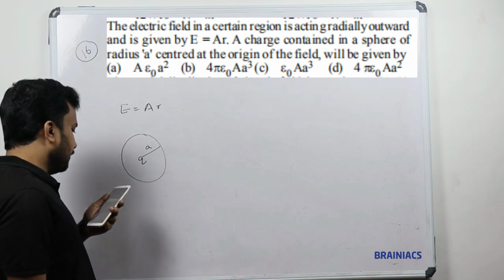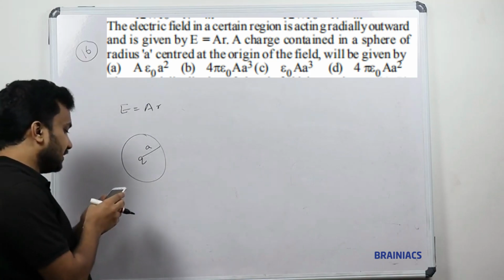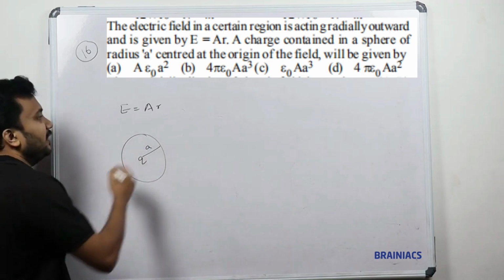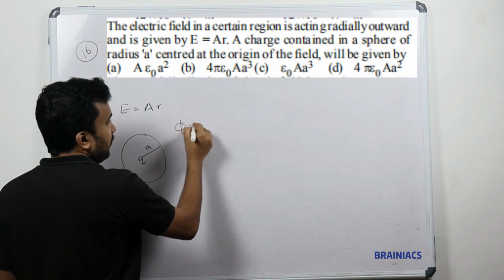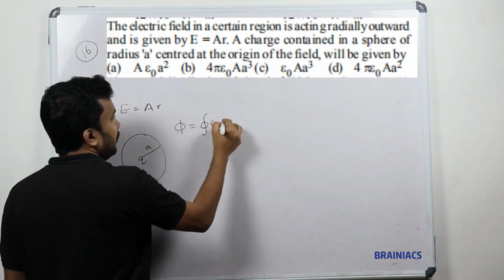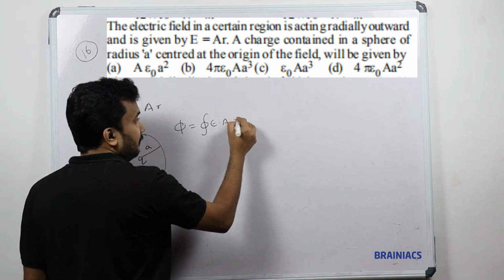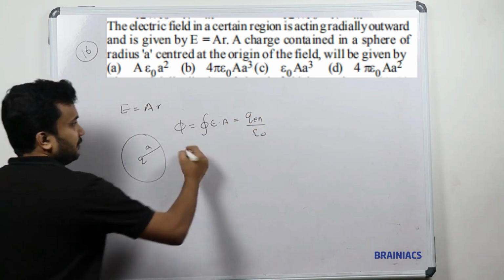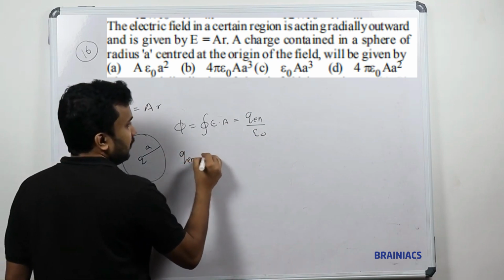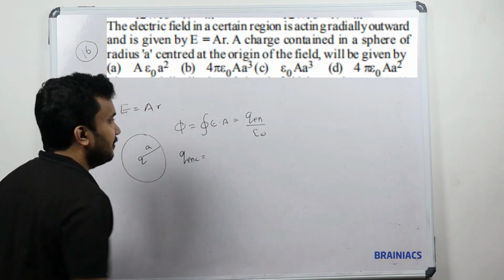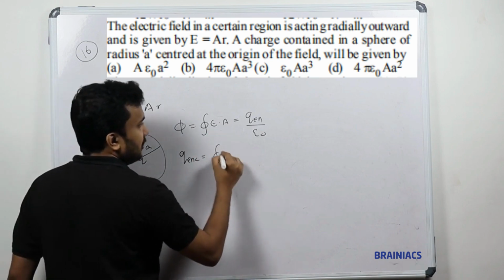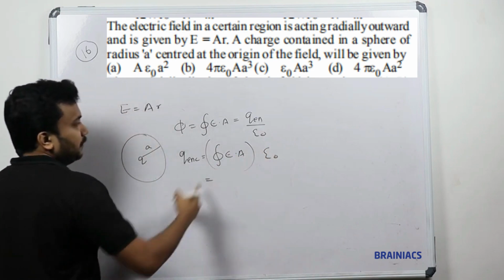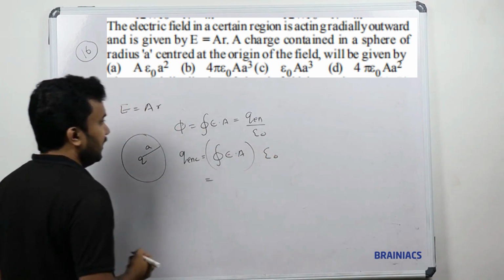A charge is contained in a sphere of radius A. We need to find out the charge. Charge means what? Flux will be equal to closed integral E dot A, which is equal to Q enclosed by epsilon 0. The charge is enclosed within the Gaussian surface. So Q enclosed will be equal to closed integral E dot A multiplied with epsilon 0. What is the E value?